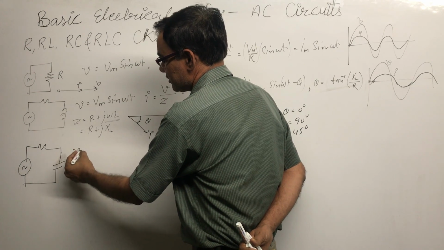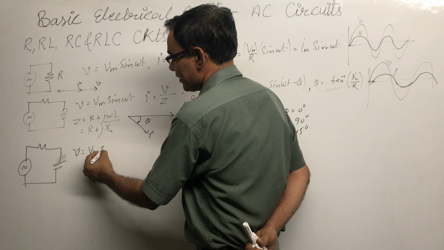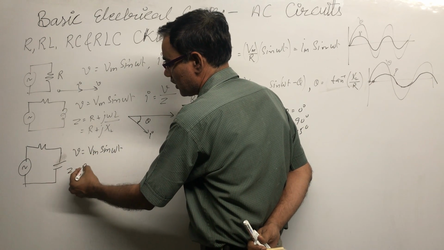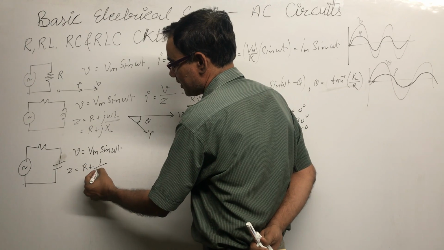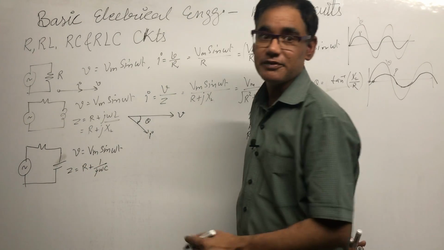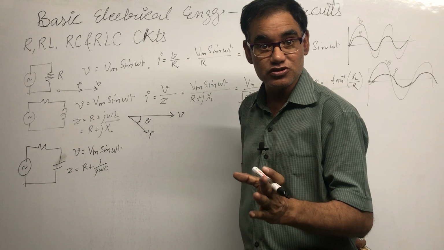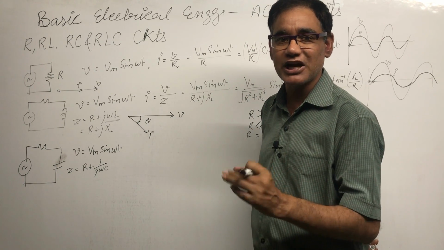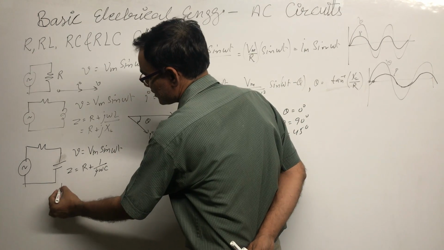Here V is the supplied voltage, Vm sin of omega t. The impedance offered is equal to R plus 1 upon iota omega C. Impedance is the total resistance offered by the circuit elements. That is known as impedance Z over here.